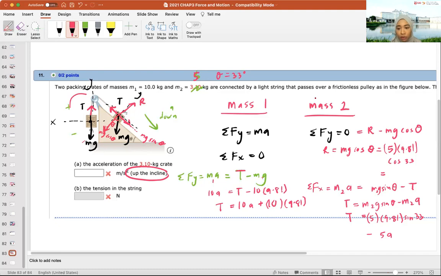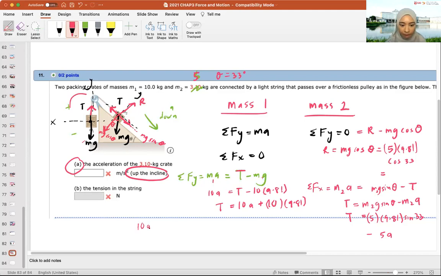So I don't know the values for these two things. But I don't want to solve for tension. My aim here is to solve for acceleration first, at least this is what the question is asking. So I need to get rid of tension first and solve for A. So T and T here are equal. We know this because they are connected by a smooth pulley. So kita boleh equate them together.